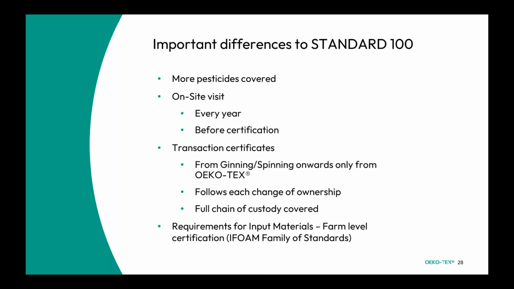For one, more pesticides are covered within the organic cotton. There is an on-site visit not every 3 years, but every year, and it has to be performed before the certification. And for the transaction certificates, from ginning and spinning onwards, they're only allowed to have the transaction certificates from OEKO-TEX. These follow each change of ownership. There has to be a certificate, and so the full chain of custody is covered. And the requirement for the input materials, so at the farm level, is that they have to be farm level certifications, so it's IFOAM, the family of standards.